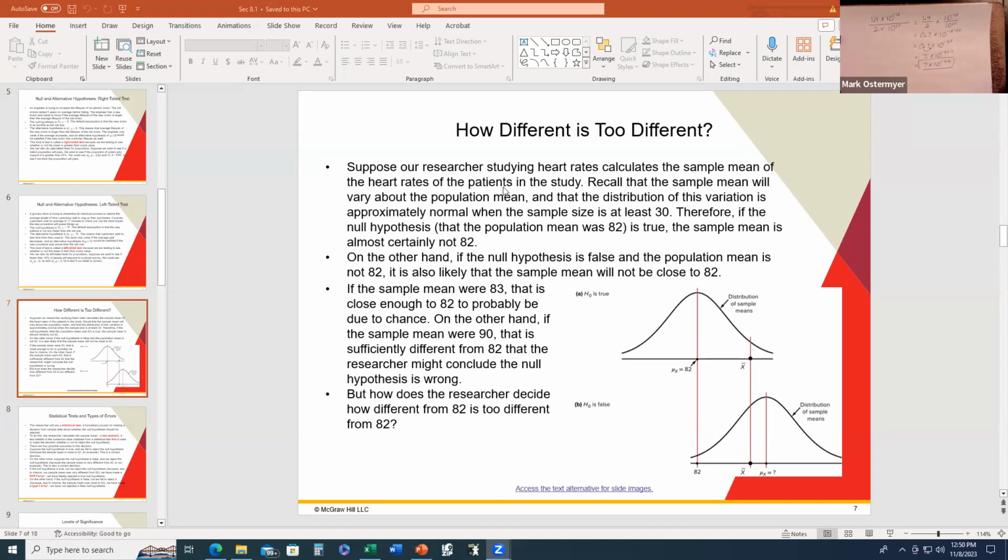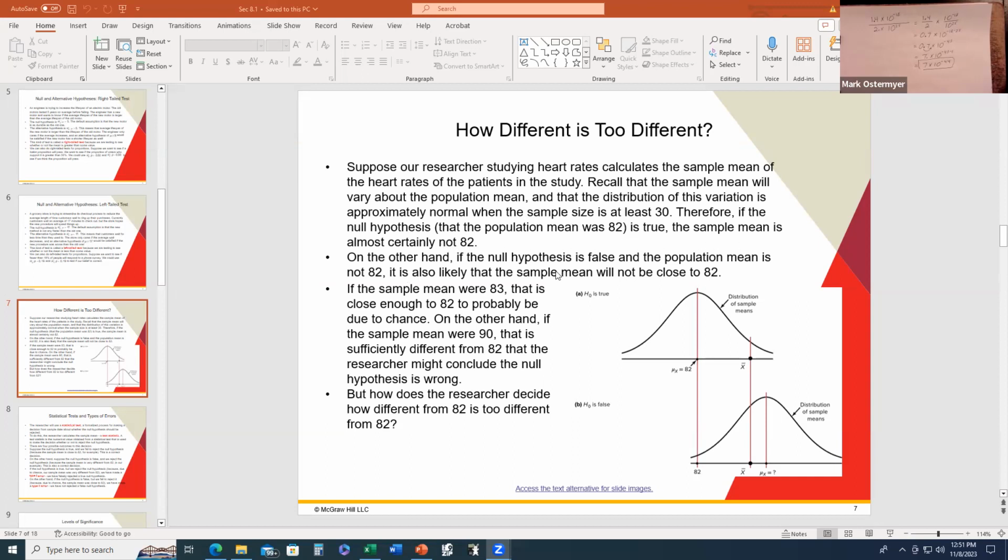Suppose our researcher studying heart rates calculates the sample mean of the heart rates of the patients in the study. Recall that the sample mean will vary about the population mean, and that the distribution of this variation is approximately normally distributed when the sample size is at least size 30, according to the central limit theorem. Therefore, if the null hypothesis that the population mean heart rate was 82 beats per minute is true, the sample mean is almost certainly going to be near 82.